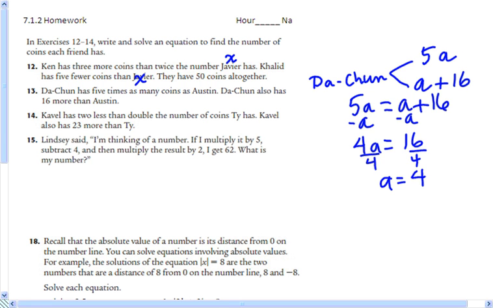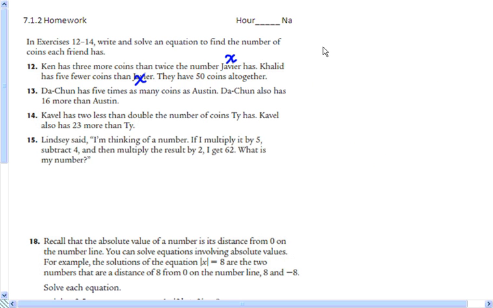And that means that Dechun, we can look at it 2 ways. He either has 16 more than Austin, which would be 20, or 5 times Austin. 5 times 4 is 20, either way. All right, let's look at number 14. It says Cavill has 2 less than double the number of coins Ty has. Cavill also has 23 more than Ty. Actually, that's just like the last problem, so I'll let you do that.